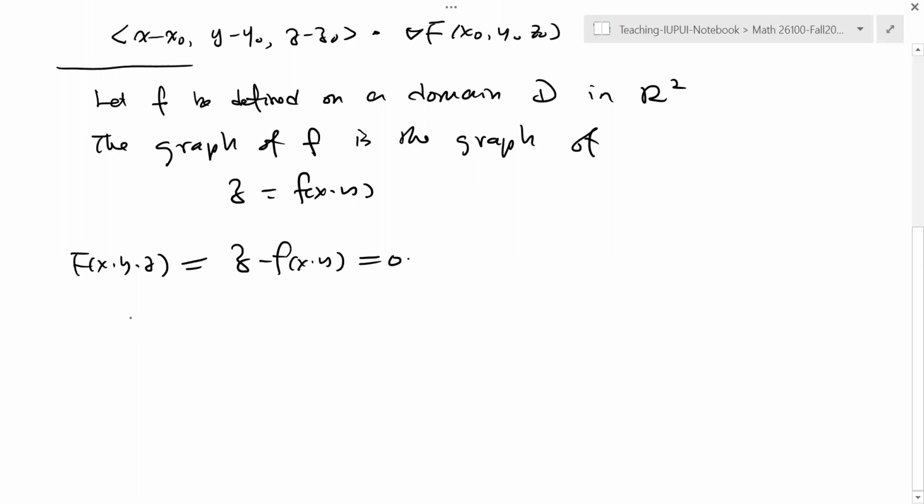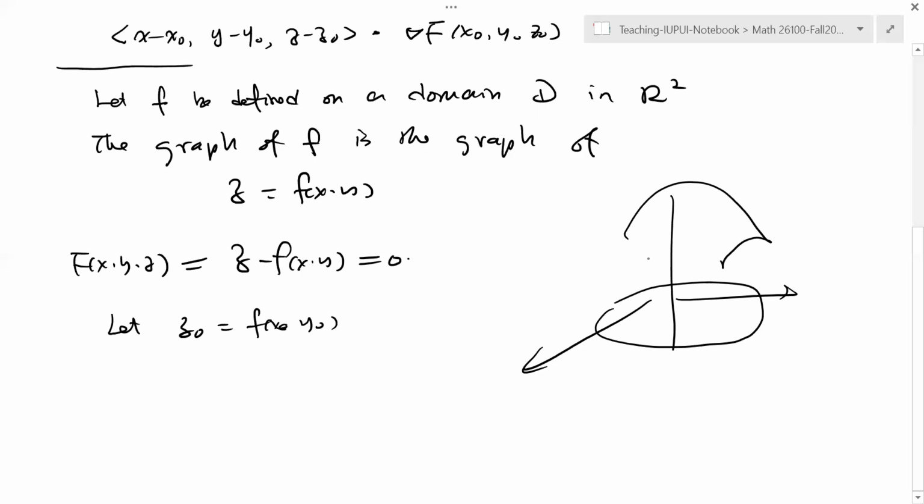Let z naught equals f of x naught, y naught, so at this particular point. So this is a graph, and this graph can be viewed as a level surface of some function in 3 variables, which is z minus f of x, y.